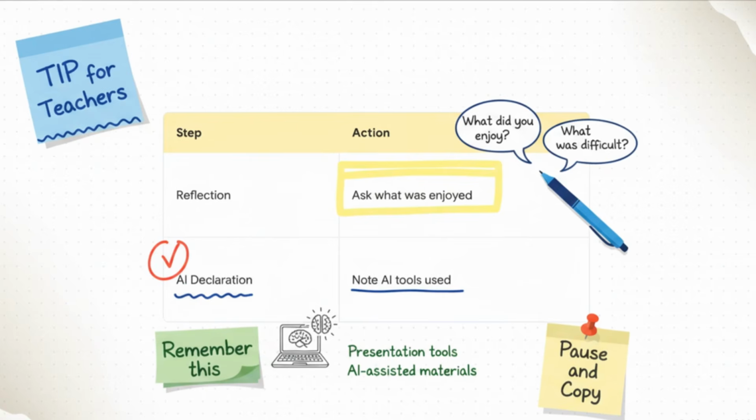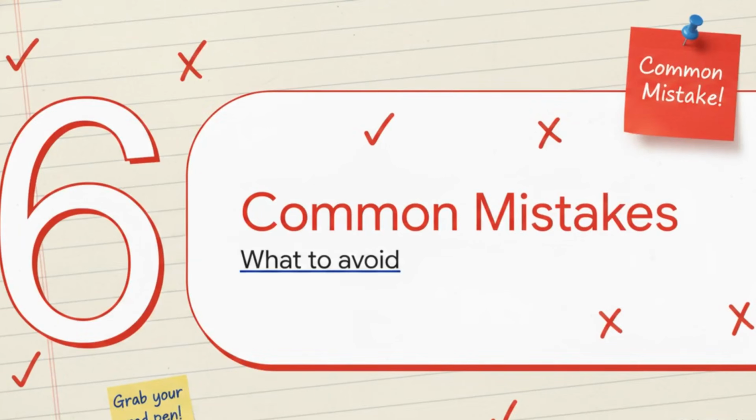And lastly, we have the new AI declaration step. If you use digital tools to prepare, just list them here. For instance, you'd just write presentation tools or AI-assisted materials if you used AI to help generate that diagram of the stomach we used in the lesson proper. Section 6, Common Mistakes. Guess what? We have officially built a complete ILAW lesson plan together.